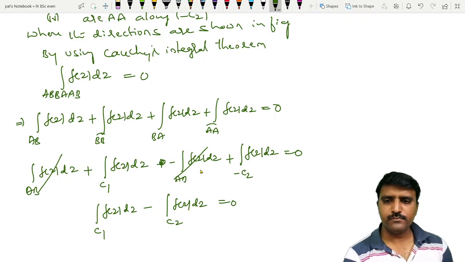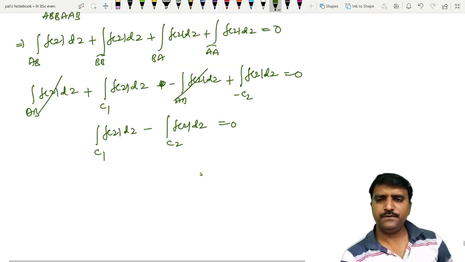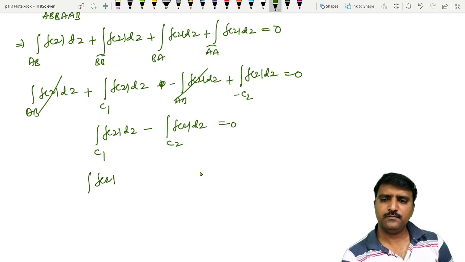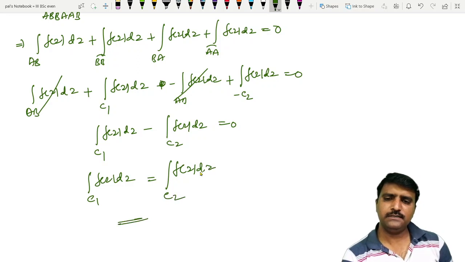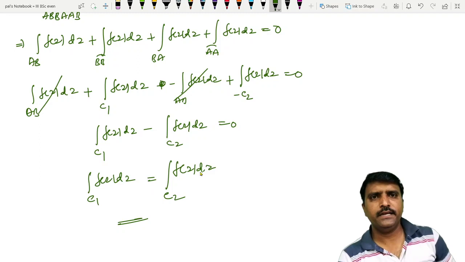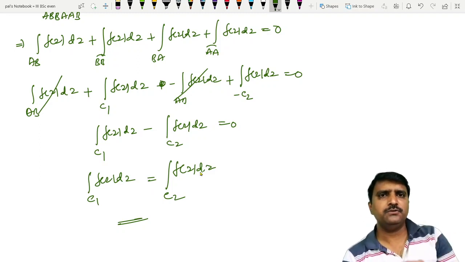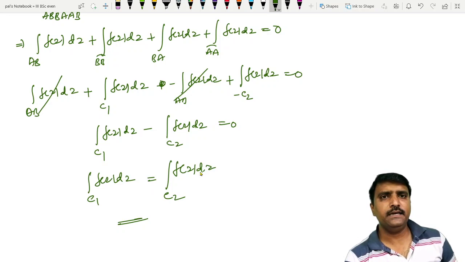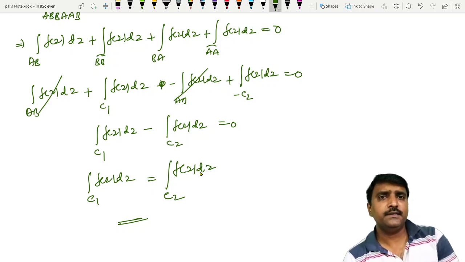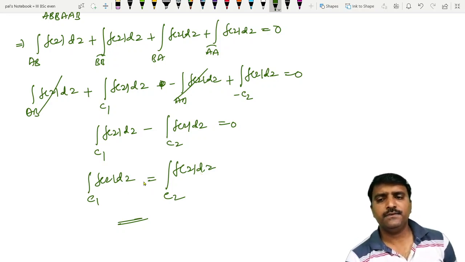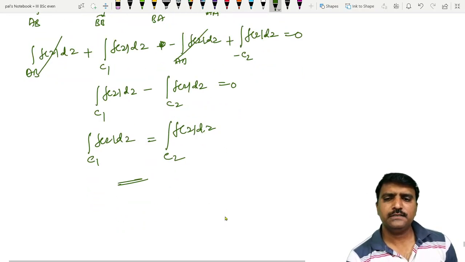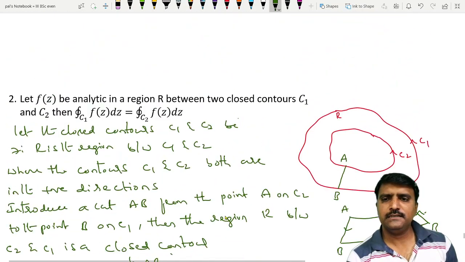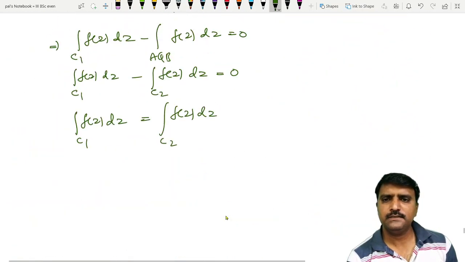So now the integration of f of z dz over C1 is equal to the integration of f of z dz over C2. That means if f of z is analytic in the region, the integration of f of z dz over C1 is the same as the integration over C2. So this is another consequence of Cauchy's theorem.